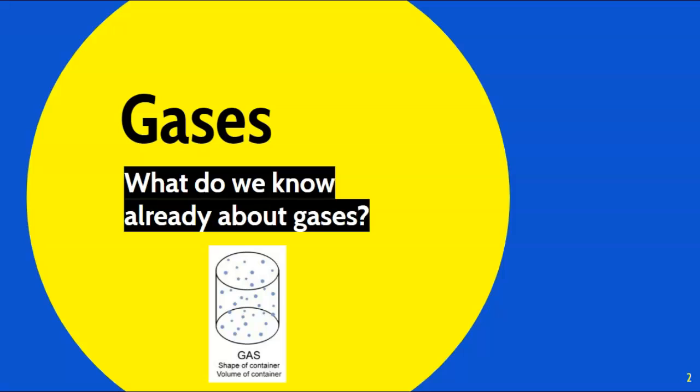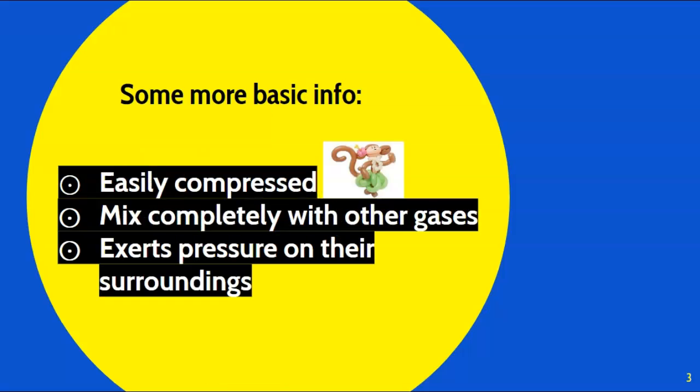We know that gases have no defined shape and no defined volume, right? So they take the shape of whatever container they're in and they fill up the space of whatever container that they are in. There's some other things, however, that you need to know about gases. Gases can be easily compressed, okay? This is because, remember how the particles are so spread out in a gas? Well, you can squish them together because they're really spread apart, okay?